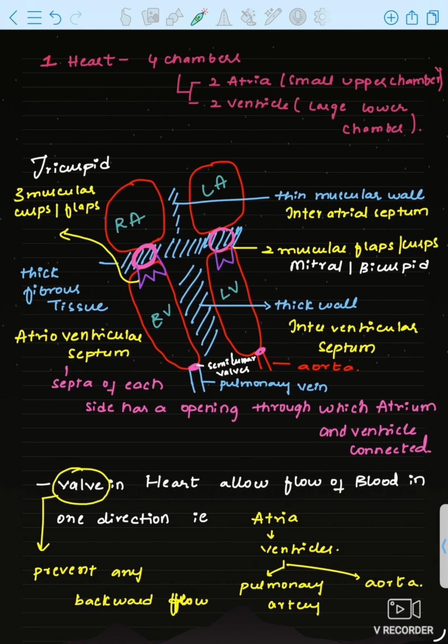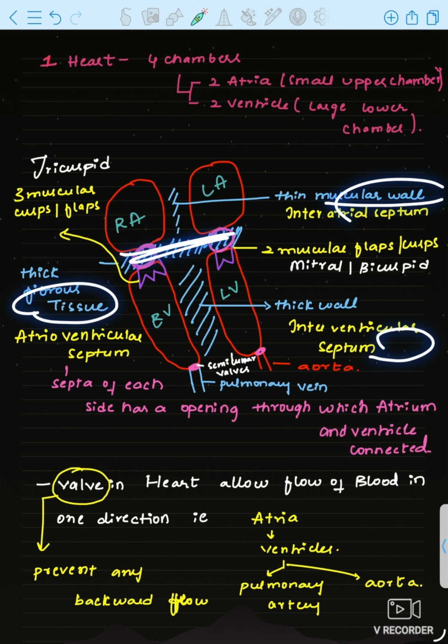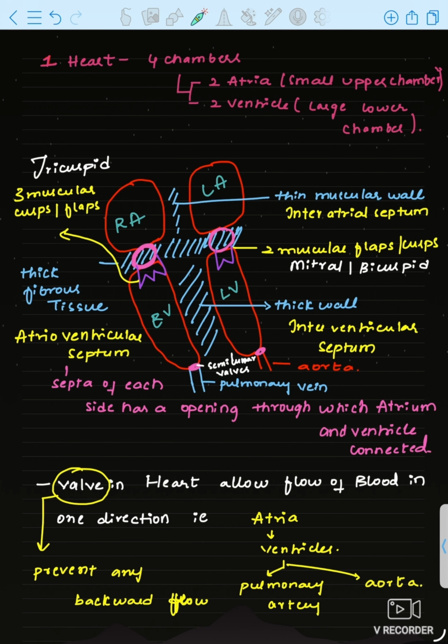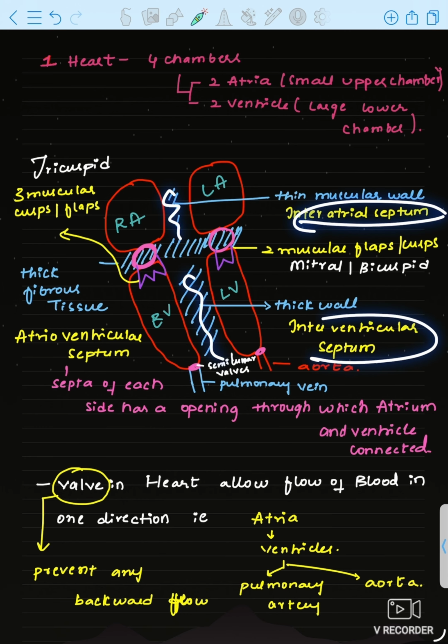Okay, and not only this, in between the atria and ventricle also some wall is there. This is also very thick, it should adhere nicely. It is a thick fibrous tissue, in between the atria and ventricle. That is the atrioventricular septum. Okay, so you understood, no? Interatrial septum, interventricular septum, and atrioventricular septum.